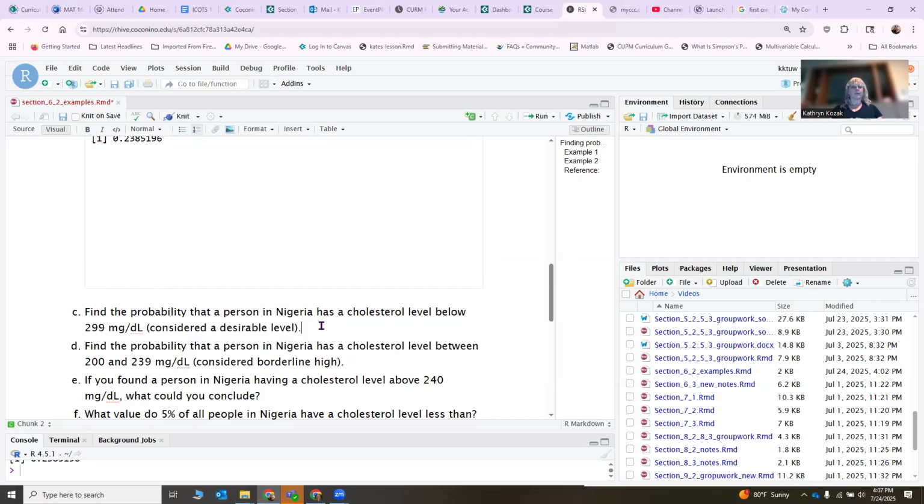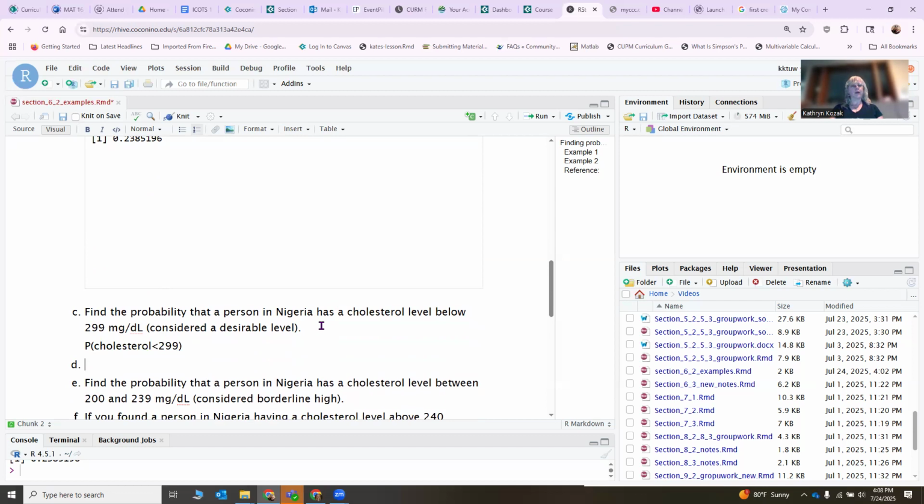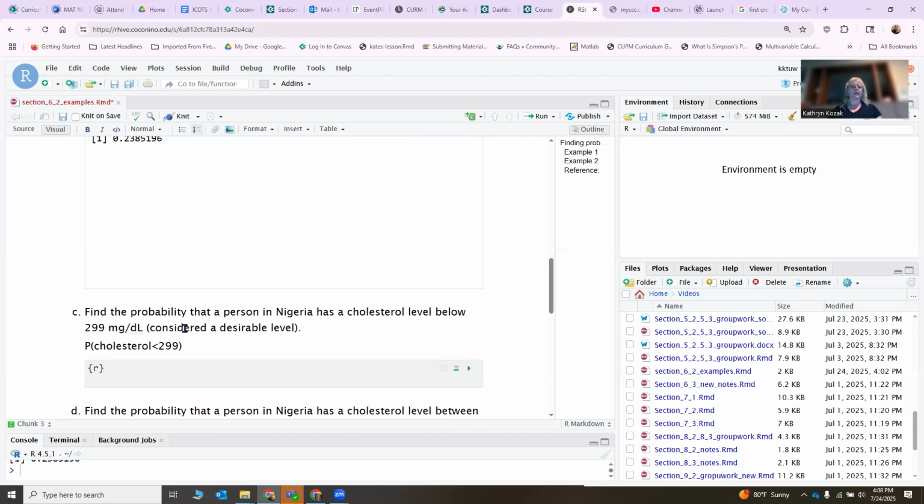Let's find the probability that a person in Nigeria has a cholesterol level below 299 milligrams per deciliter. This is considered a desirable level. So we're looking at cholesterol being less than 299. Again, we will put an R chunk in. I'm going to go ahead this time and just go with an xpnorm. And then my Q value was at 299.